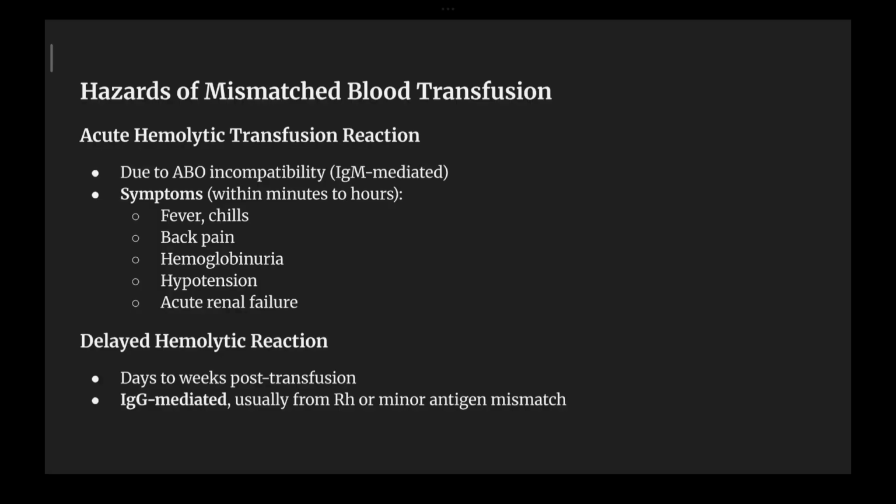Delayed hemolytic reaction is usually after the transfusion, and the symptoms are seen after a week. Here it is IgG mediated and usually from the Rh or minor antigen mismatch. So if the patient is transfused with Rh positive or negative blood, the opposite of their type, an IgG mediated antibody-antigen reaction is observed. It is due to the antigen mismatch or the Rh factor.